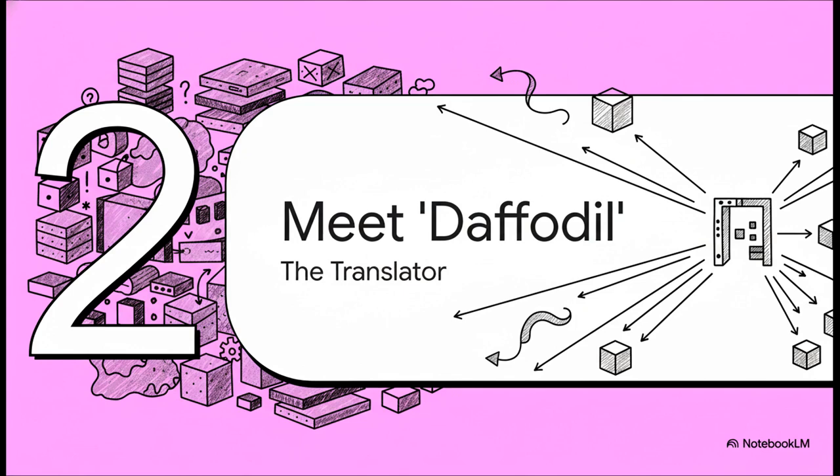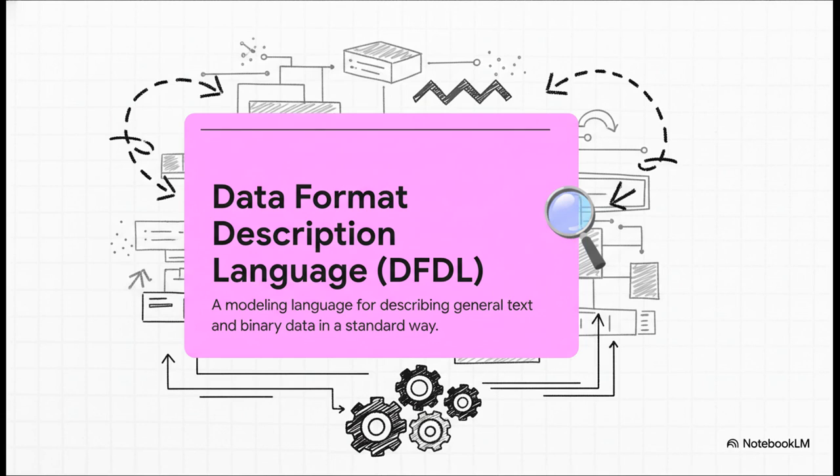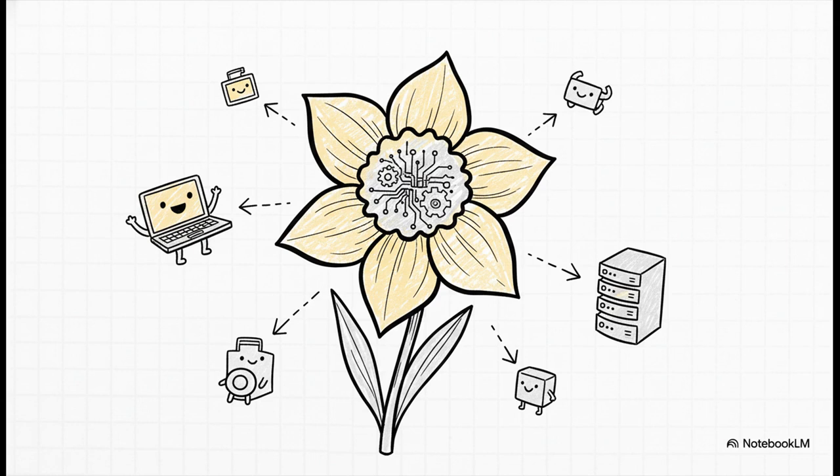Well, this is where our translator steps in. The answer is the Data Format Description Language, or DFDL. And I want you to focus on one word here because it's the most important one: description. DFDL doesn't try to create a new format. It's designed to simply describe the ones that already exist. And because tech people love a good nickname, you'll often hear it pronounced daffodil. It's a pretty friendly name for a seriously powerful piece of technology.